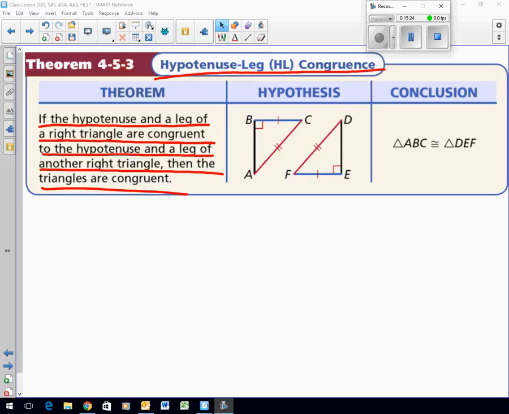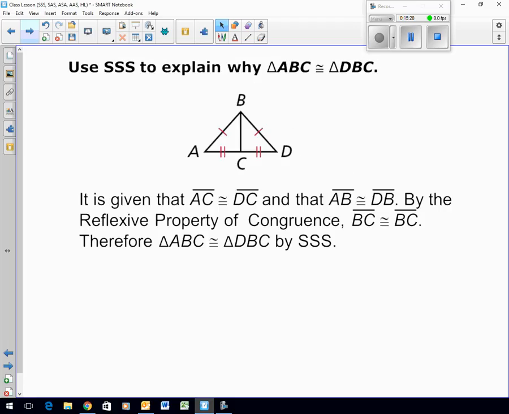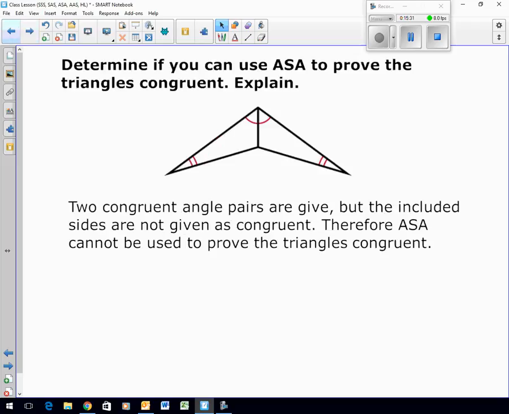You guys still need it? Okay. Now let's go over a couple of these. It says determine if I can use angle, side, angle to prove the triangles are congruent. Then I have to explain. So what do I have to have for angle, side, angle? An angle, a what type of side?